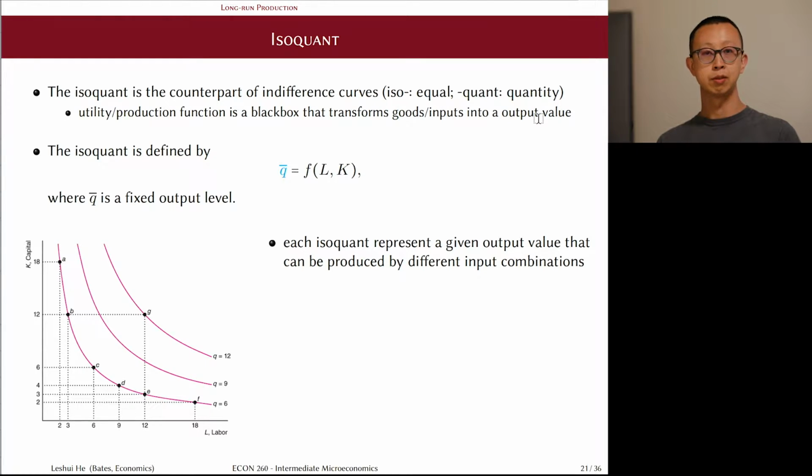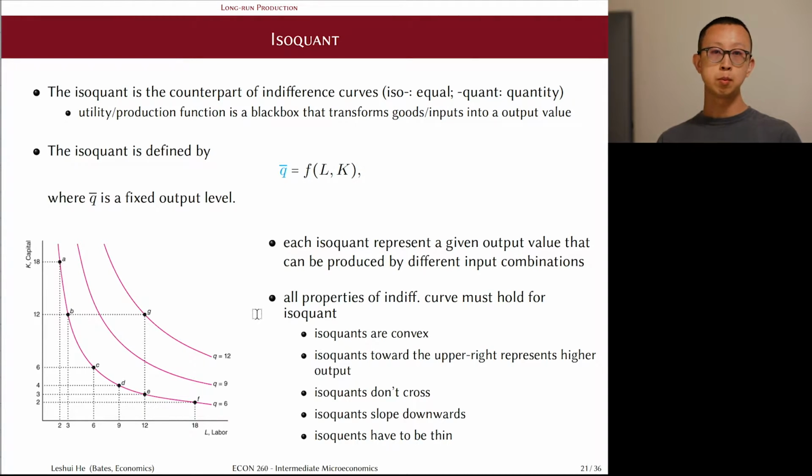Very similar to the indifference curves, we can define the isoquant as the combinations of inputs, L and K, whose outputs are equal to a particular level of a constant Q bar. Their mathematical properties are exactly the same as the indifference curves. You can see that the graphs of the isoquant look very much similar to the indifference curves. Similarly, all the properties of the indifference curves must also hold for the isoquant.